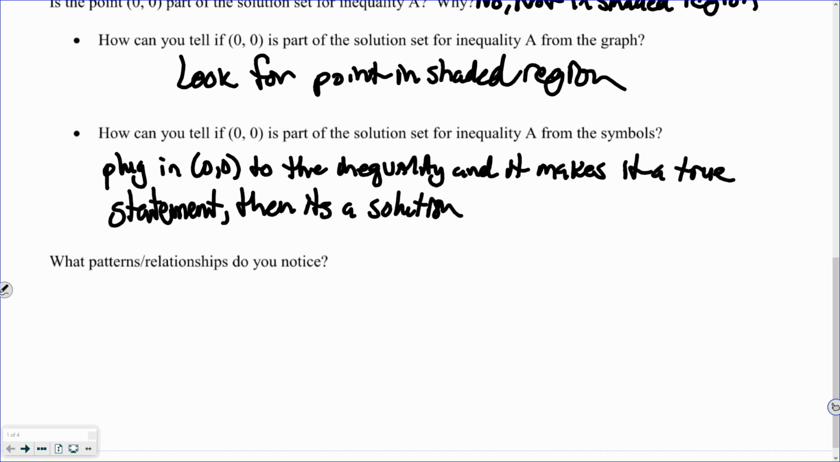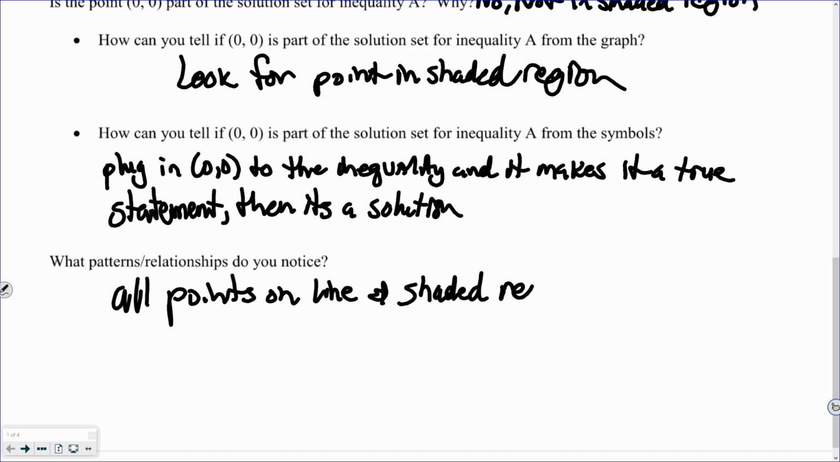So then down below, what patterns or relationships do you notice? Is that any point, because they're equal to, so all points on the line and in the shaded region make the inequality true.